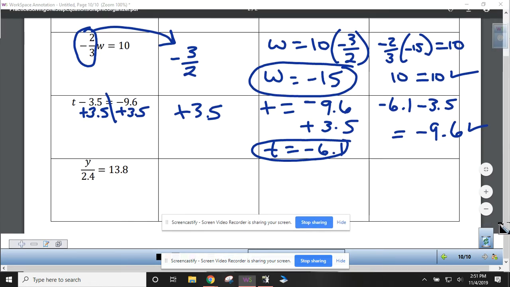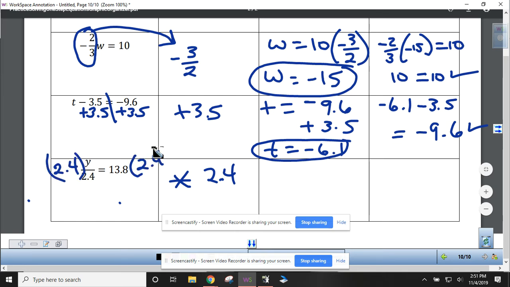And our last one. Some number divided by 2.4 equals 13.8. Well, the opposite of dividing by 2.4 is to multiply times 2.4. Let me use that. So we're going to multiply each side times 2.4. Y equals 13.8 times 2.4.